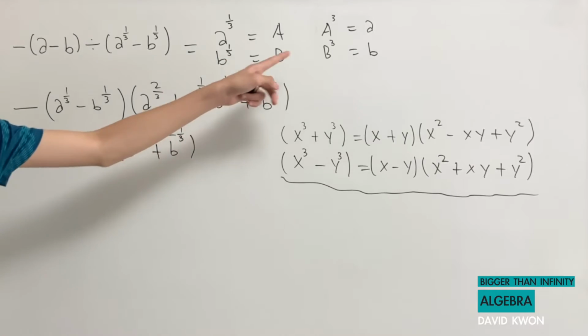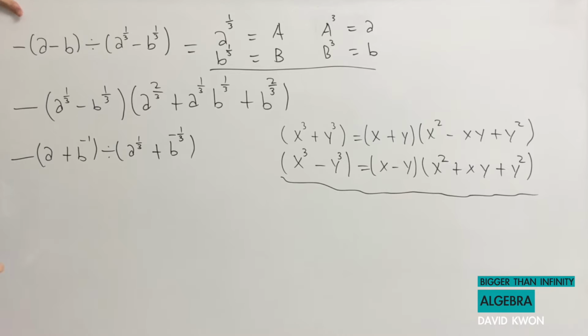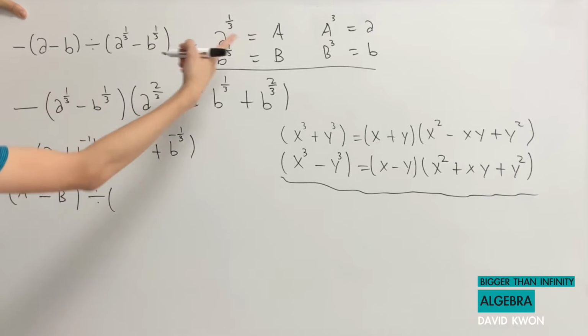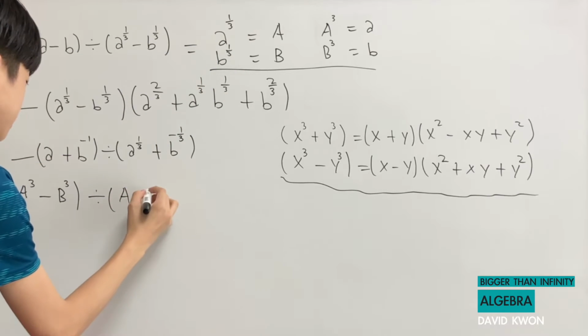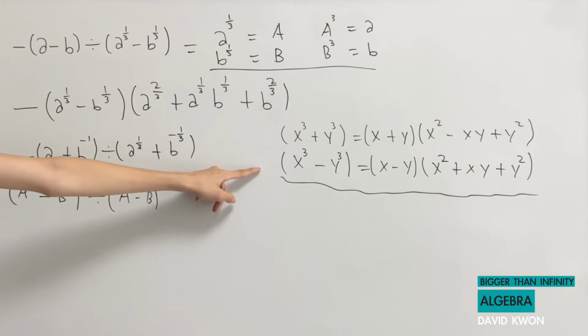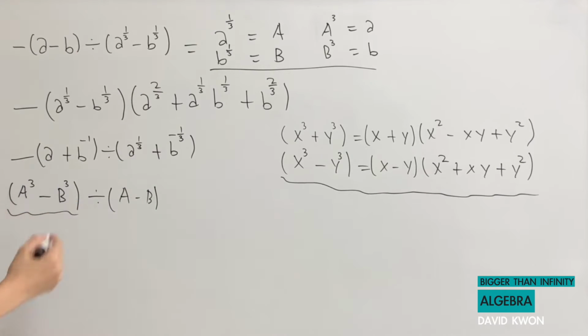Now, let's use these and put them in here. So, when we put them in here, capital A to the power of 3 minus capital B to the power of 3 divided by capital A minus capital B. Okay, we're not done. Literally nothing changed, but we learned this. So just the variables changed. So let's factor this out just like what we did to the x and y.